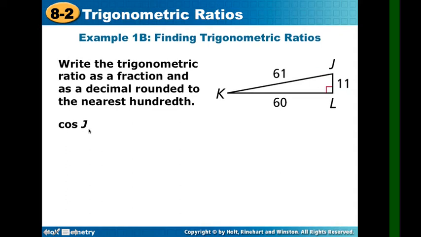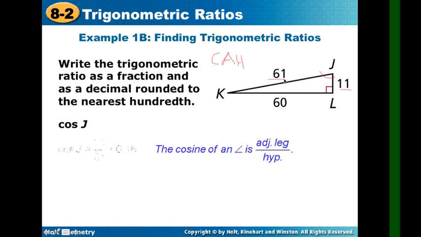Another. So we have this one. So we're looking for cosine J. So cosine J is CAH. Okay? So if it is cosine J, ito siya, the adjacent to J is 11 and the hypotenuse is 61. Therefore, we have, okay, adjacent leg over hypotenuse, 11 over 61, or just simply divided, you will get 0.18, okay, to the nearest hundredth.